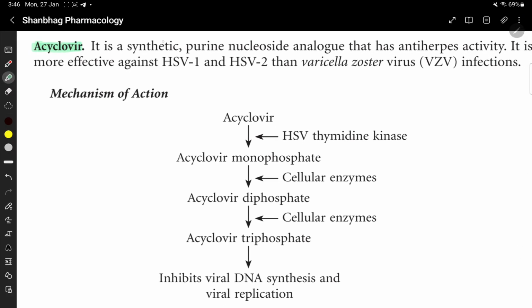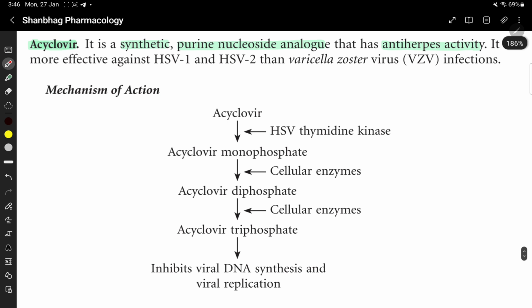Acyclovir is a synthetic purine nucleoside analog that has anti-herpes activity. It is more effective against HSV1 and HSV2 than varicella zoster virus infection.